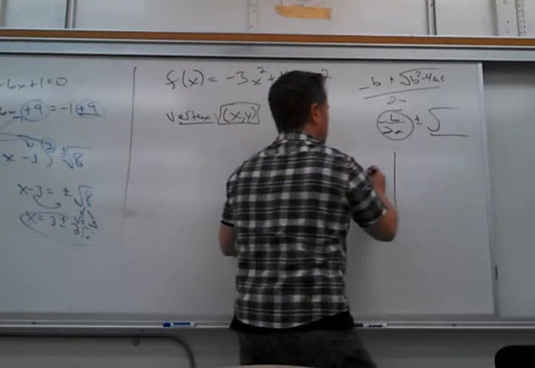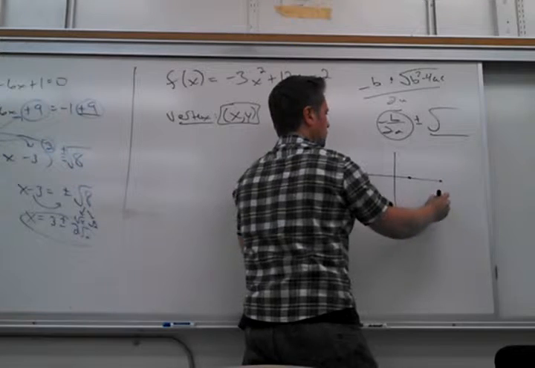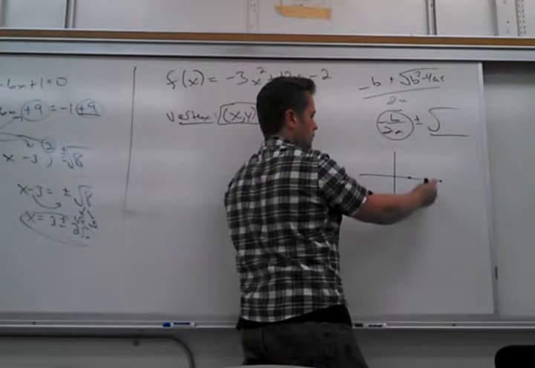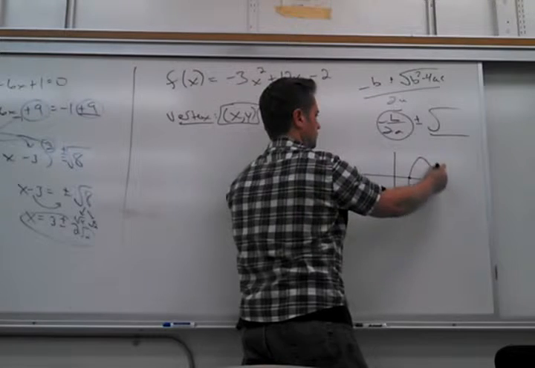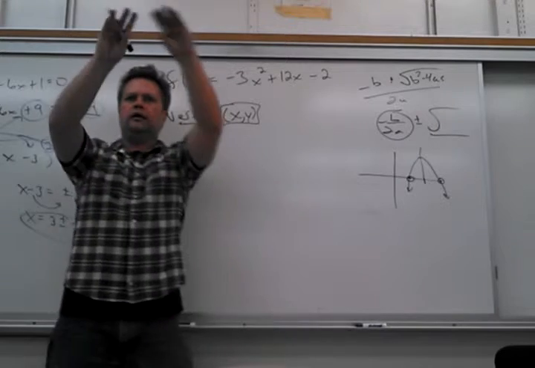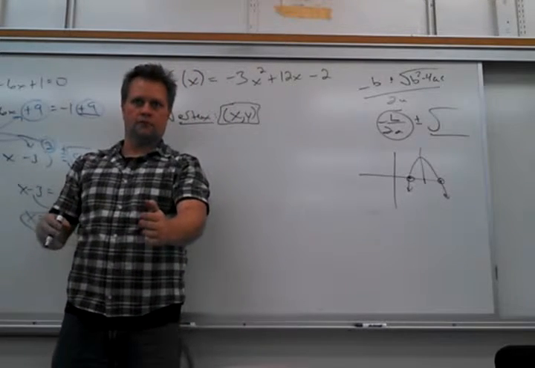So if I have a parabola and I know its intercepts are here and here, I know the vertex has got to be somewhere here in the middle. Maybe it's right there, and then it opens down. But it's got to be right in the middle of these two because the parabola is symmetric.